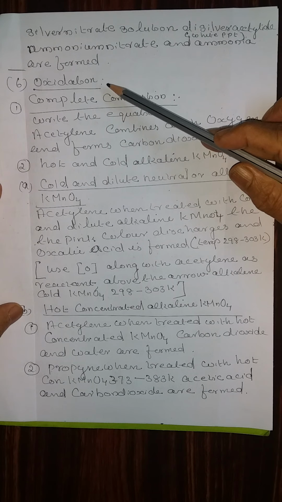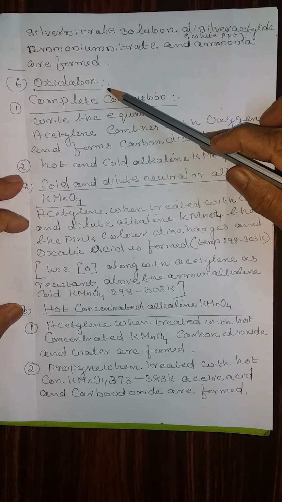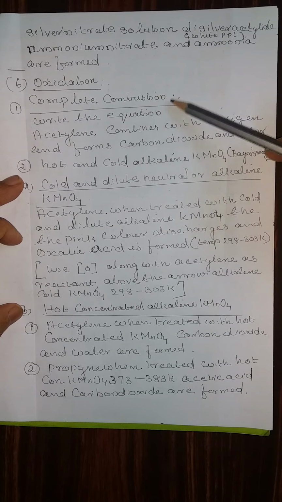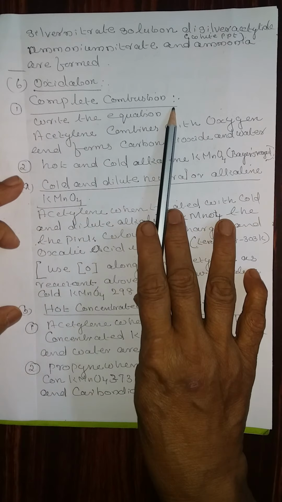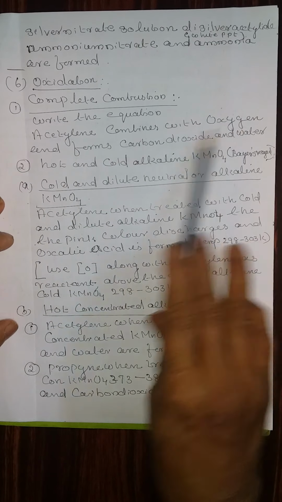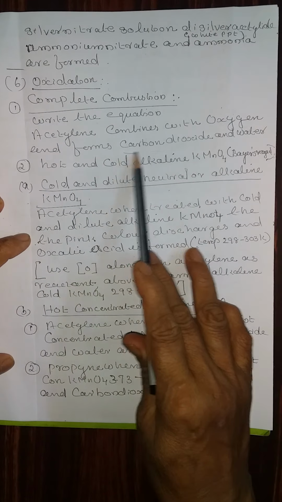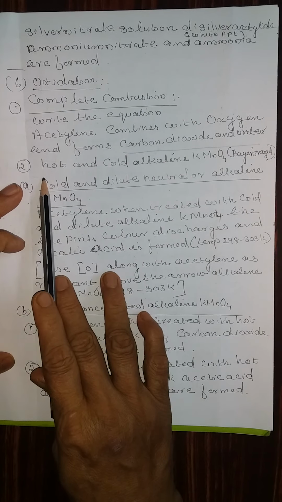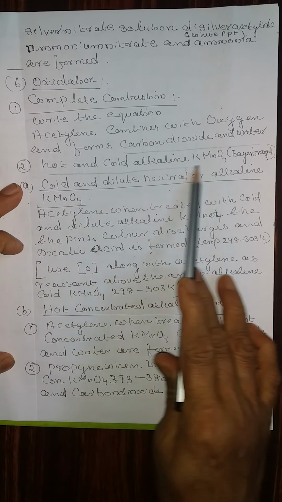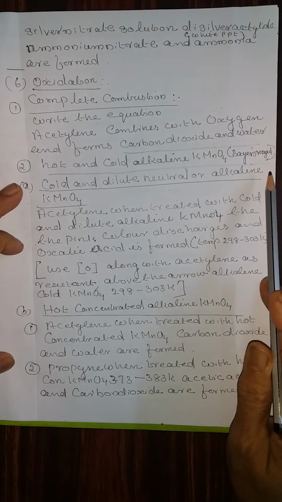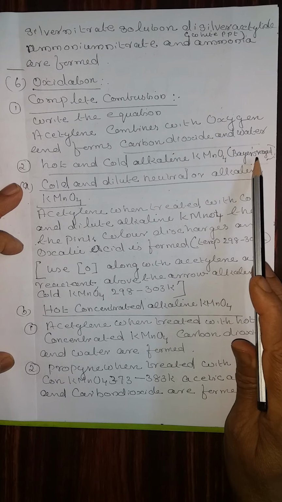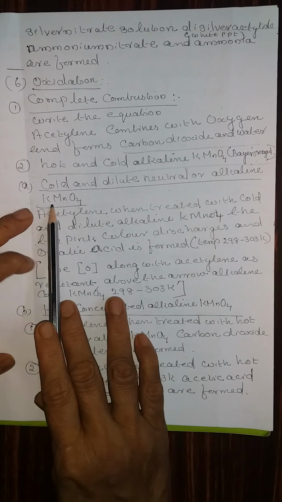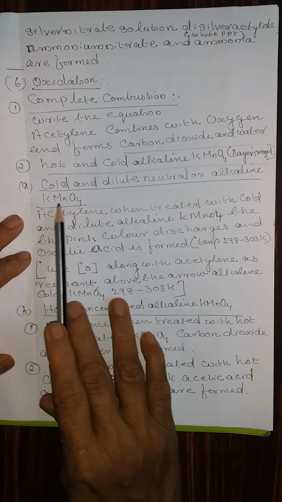Next reaction is oxidation. Oxidation, two types, complete oxidation. That means complete combustion. Acetylene combines with oxygen and forms carbon dioxide and water. But if the oxidation is done using hot and cold alkaline KMnO4, that means Bayer's reagent as you studied for alkenes, you have to write the following equation.